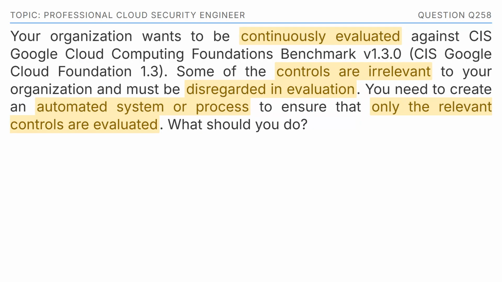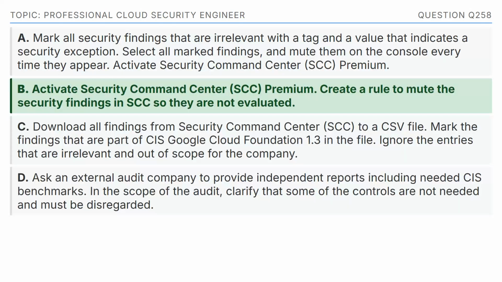To arrive at the correct answer, we focus on the keywords: continuously evaluated, controls are irrelevant, disregarded in evaluation, automated system or process, only the relevant controls are evaluated. The correct answer is option B, activate Security Command Center, SCC, Premium. Create a rule to mute the security findings in SCC so they are not evaluated.